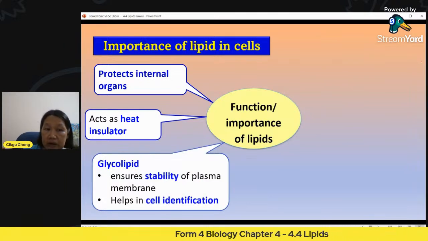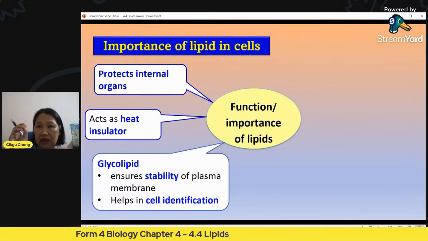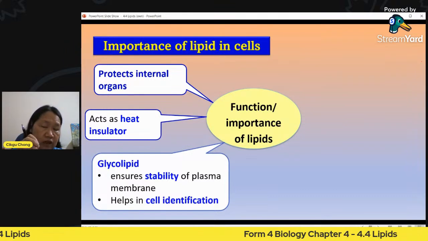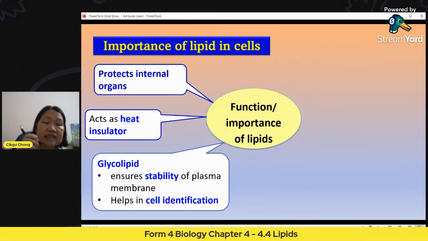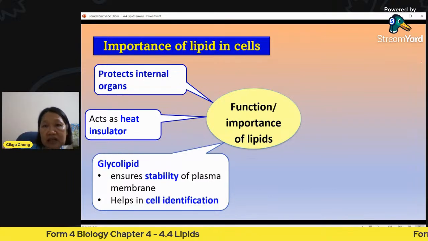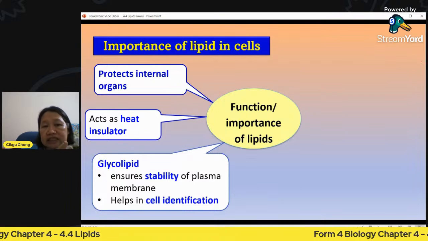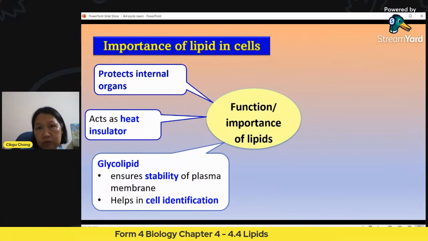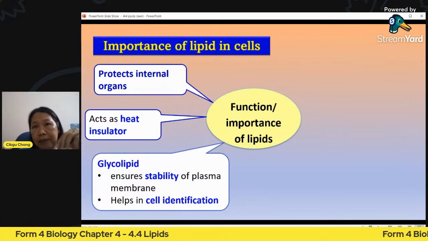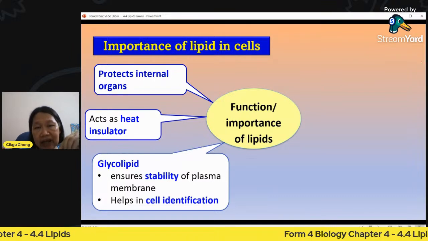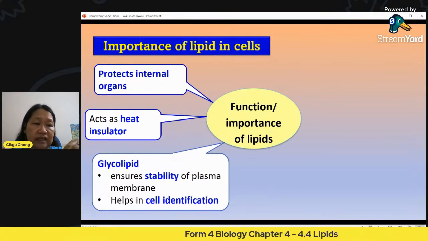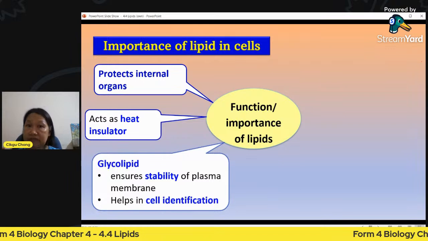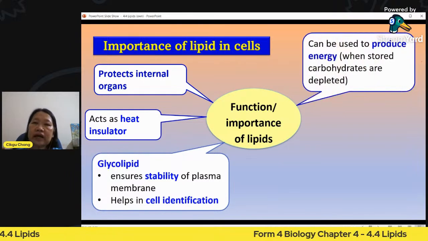And then glycolipid. The glycolipid is an addition on the lipid that is stuck onto the plasma membrane. This helps in cell identification. It helps the cell to recognize. And it also ensures the stability of the plasma membrane. This is what we have learned in chapter 2, where you have glycogen, which is a carbohydrate, stuck onto the head of this phospholipid molecule. That is glycolipid. The whole thing is called glycolipid because the lipid is stuck there. So it helps in cell identification. It's like an antigen.